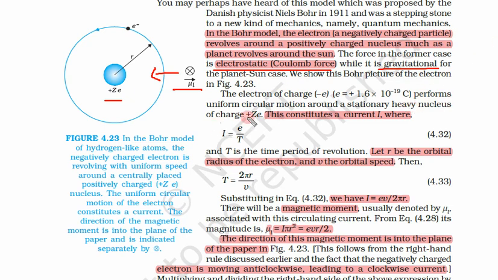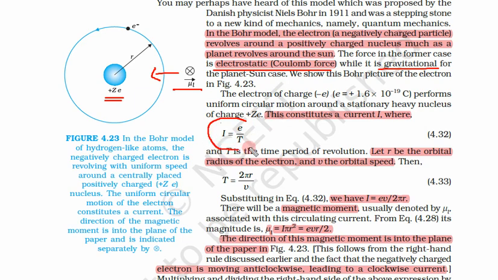Now this is performing uniform circular motion. That means it is moving in a circle of the same radius, and this radius cannot be changed, around a stationary heavy nucleus of charge Ze. So the charge on this nucleus is capital Ze. Now this constitutes a current I, where I is equal to e by T.